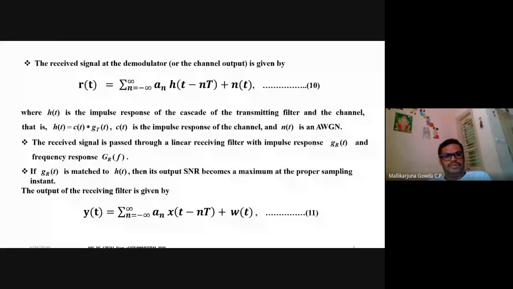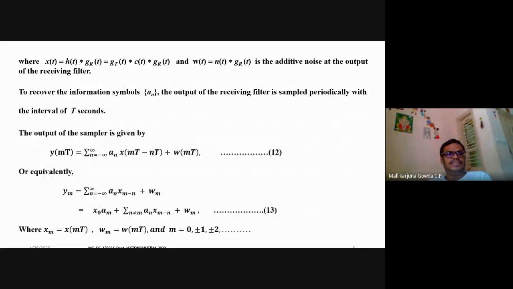So the output of the receiving filter I will denote as y of t. I will write y of t like this: a series of pulses convolved with the impulse response of that particular filter, plus noise. As I said, x of t is equal to h of t convolved with gR of t. So what is h of t? That is c of t convolved with gT of t, and that is convolved with gR of t.